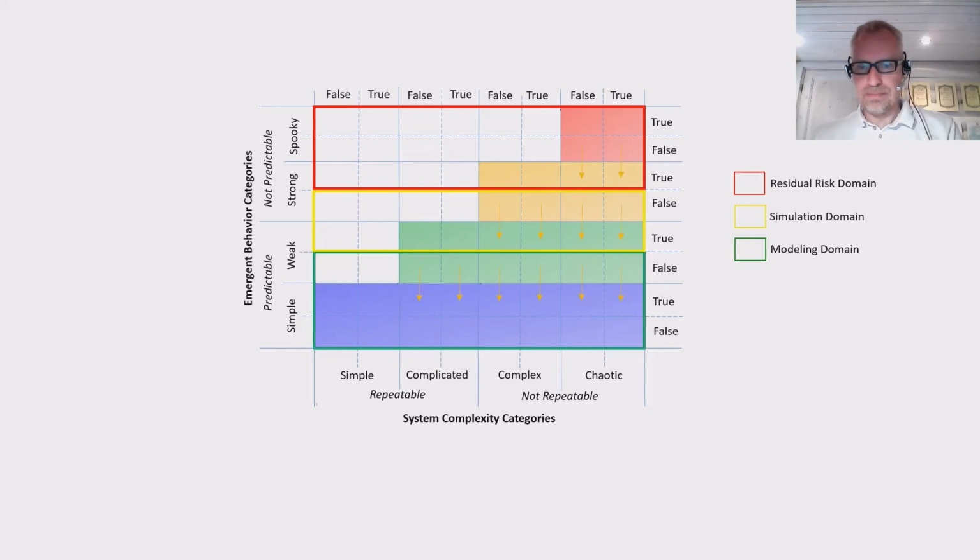And this separation between true and false will, by increasing the observer knowledge, make us able to transition to a more favorable category. So for false strong emergent behavior, we can transition down to weak emergent behavior by increasing our knowledge. And the same also goes for the complexity scale. Like if we perceive the system as complex falsely, increasing the knowledge may help us transition to a complicated perception of the system, which is of course helpful.